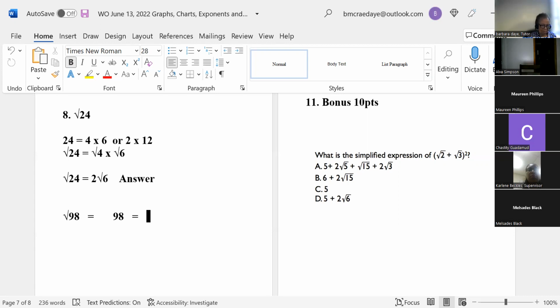Let me work it out. 98 divided by 2 is 49. So this could be what? 2 times 49, right? Now 49 has a perfect square root. Alva, what's the square root of 49? 7. That's it. Very good. Thank you, Alva.